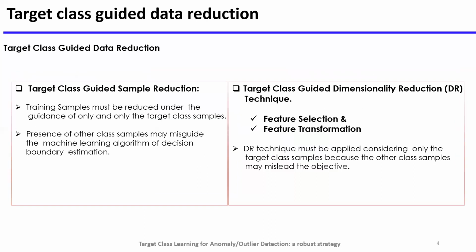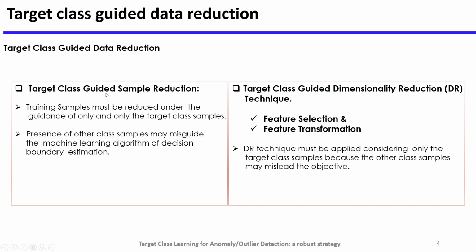Okay, coming to the target class guided data reduction techniques, we may have two things. The first one is sample reduction, the second one is dimensionality reduction. If we are focusing on the target class, then we must ensure that the selection of the training samples and the selection or extraction of the features of the target class must be guided by the target class itself.